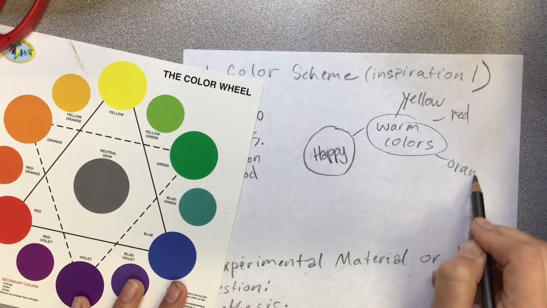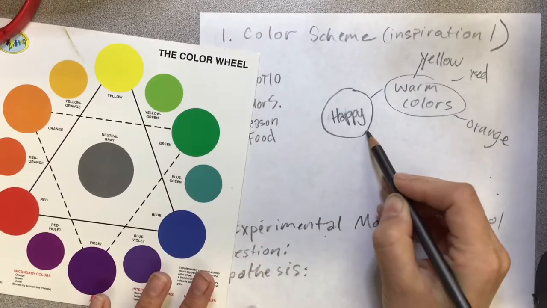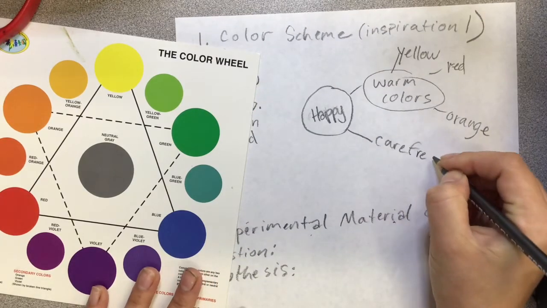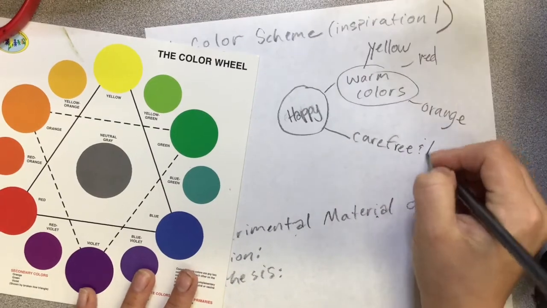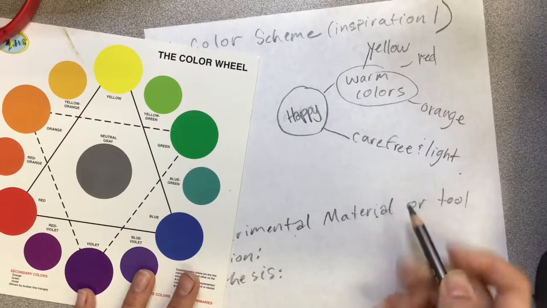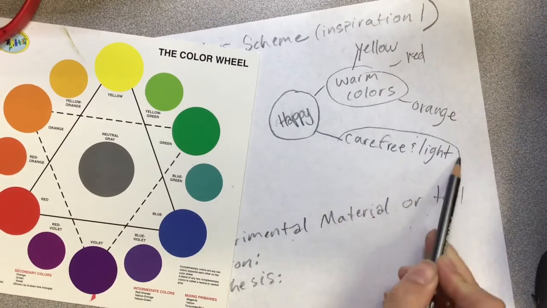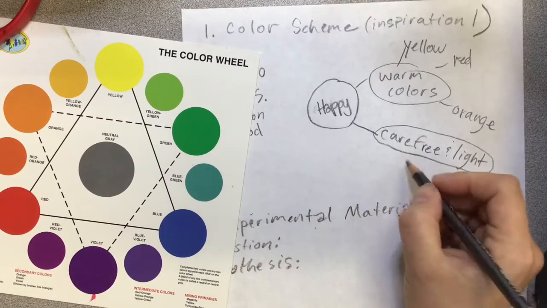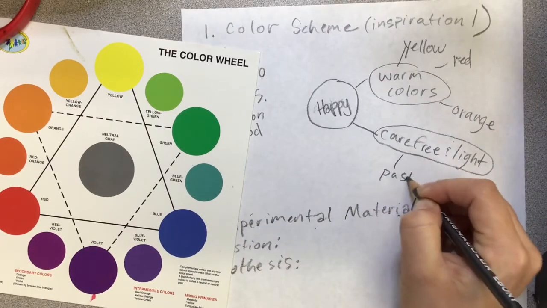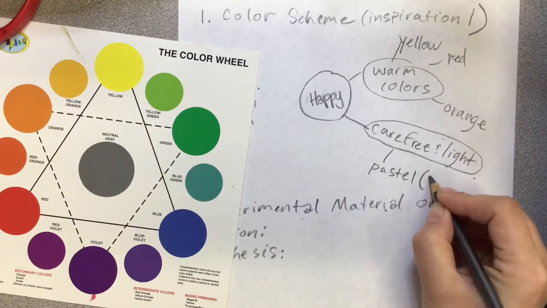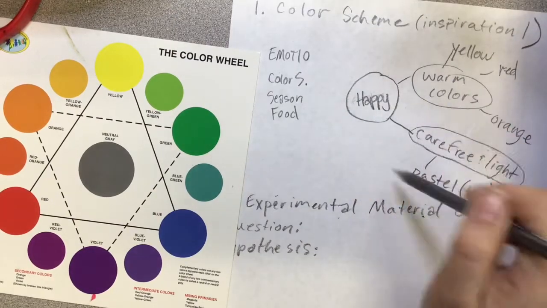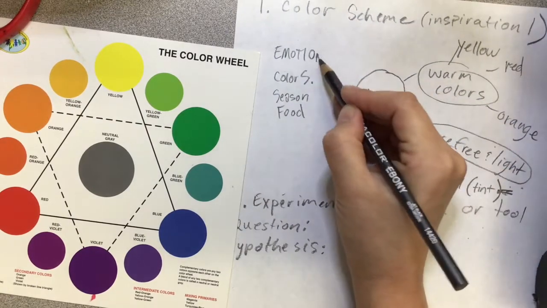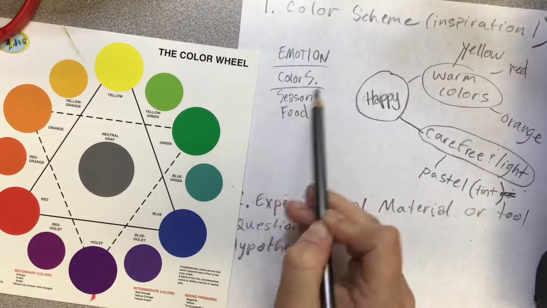orange. But let's say I want this to be kind of carefree and light. So you can also branch off and describe the mood that you want to create in your artwork, or the story you want to tell, or the emotions you want your viewer to feel when they look at your work. So I could do pastel colors, and that would be tinted colors. So here you're just going to branch off and plan what colors and what kind of mood you want to create based off one of these ideas.